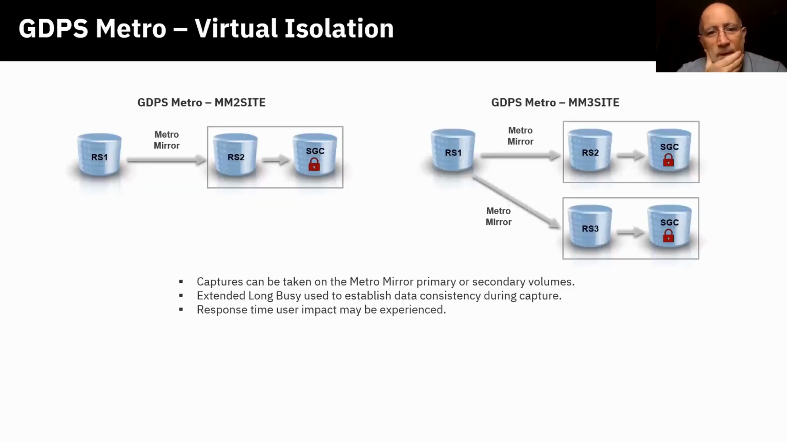So looking at those in a little bit more detail, we have the GDPS Metro 2 site with virtual isolation. So that safeguarded capacity or the flash copy capacity could be either on RS2 or on RS1. And then the same would be true in a Metro 3 site solution, where with dual leg, you could configure the flash copy or safeguarded backup capacity either on RS2, RS3, or RS1, or all of the above.